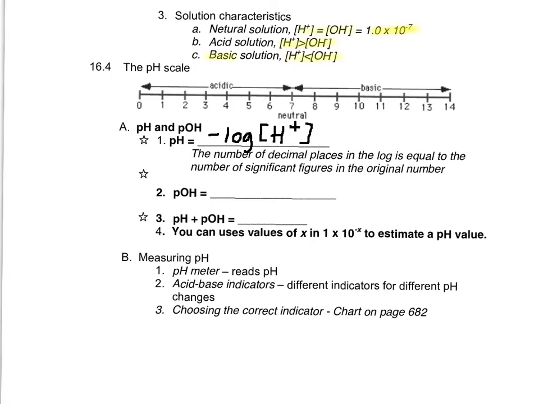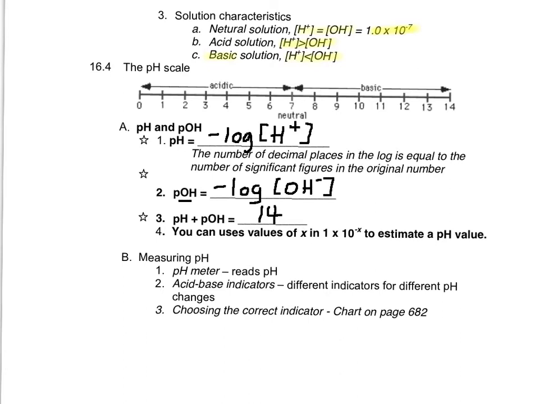Now there's also something called pOH. pOH is just like pH, a way to describe the concentration of hydroxide ions in the solution. And since it's just like pH, the equation's exactly the same too. It's the negative log of the concentration of hydroxide ions. And if you took the pH of a solution and added the pOH of that same solution together, you always get the same number. You get the number 14.